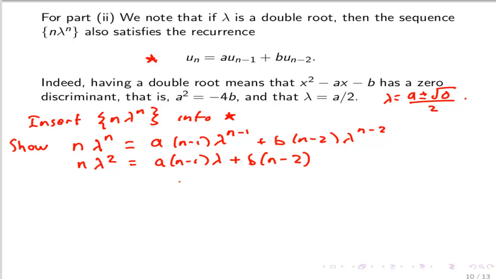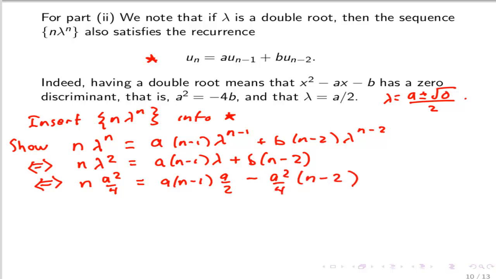Next, let's insert these expressions for lambda and a. So lambda is a over 2. So this becomes n a squared over 4. And these are equivalent statements here. And then this is a times n minus 1, a over 2. And b is a squared over negative 4. So minus a squared over 4 times n minus 2. Okay, and that should just be, multiply this out and see that this all works out.